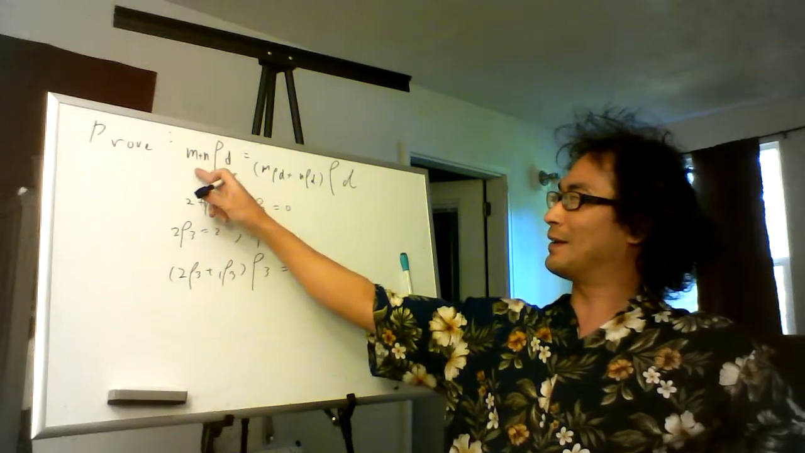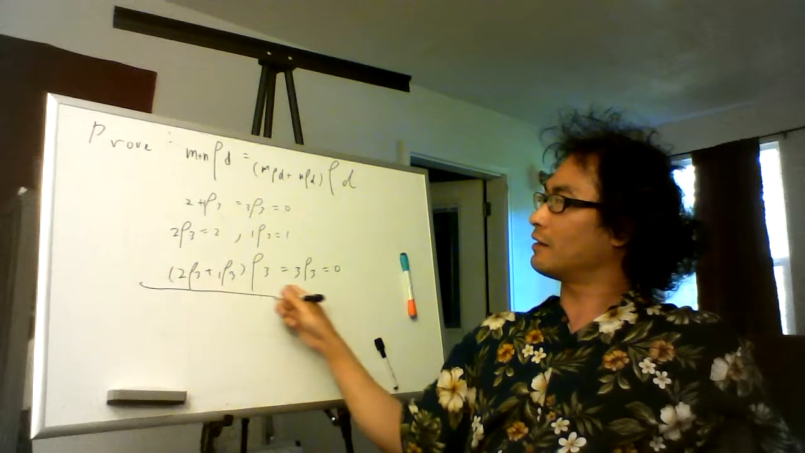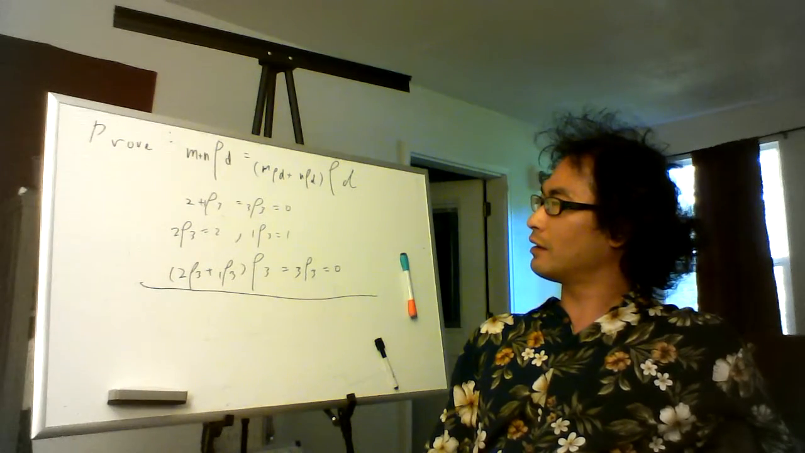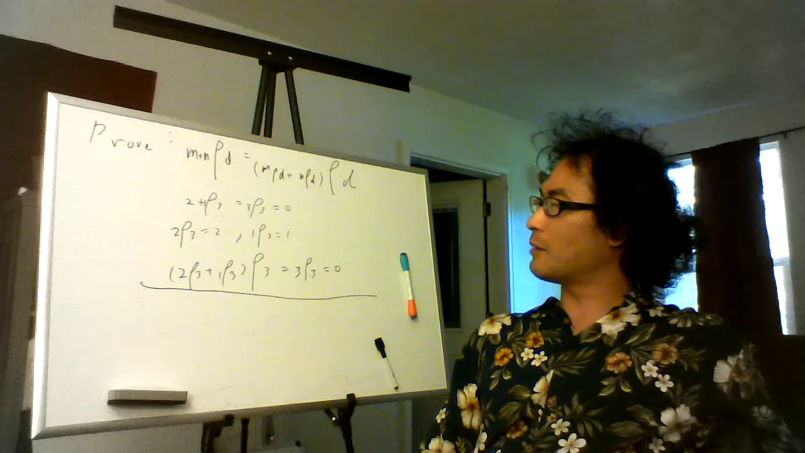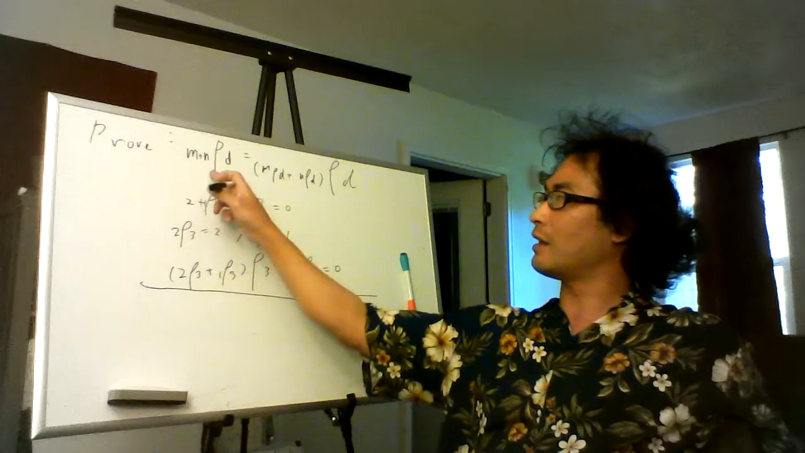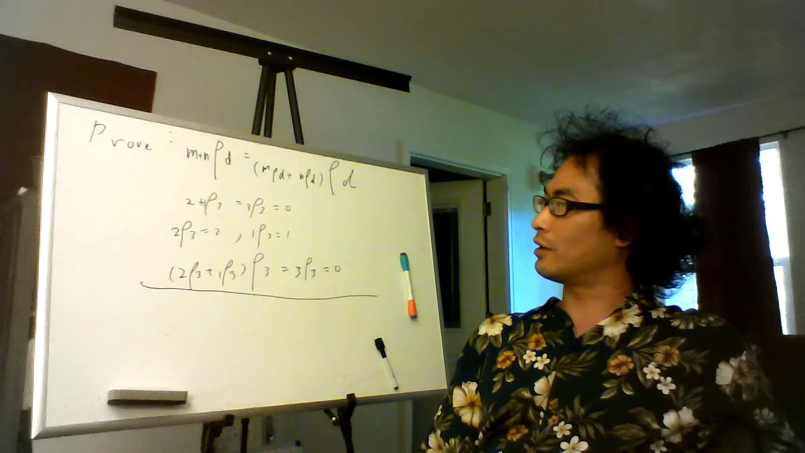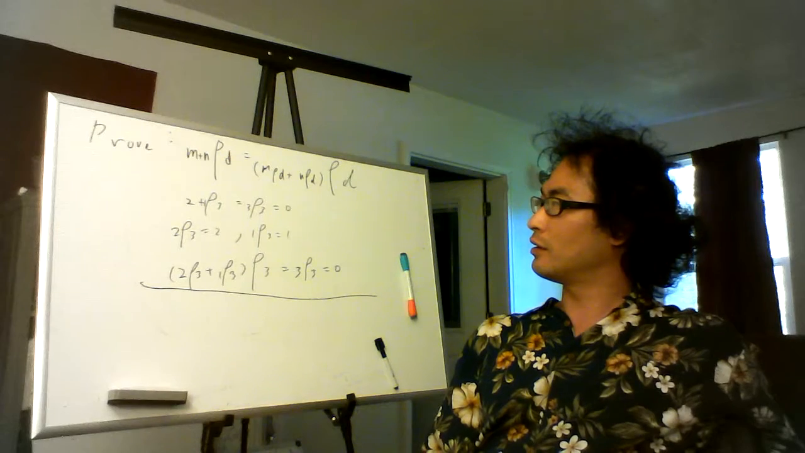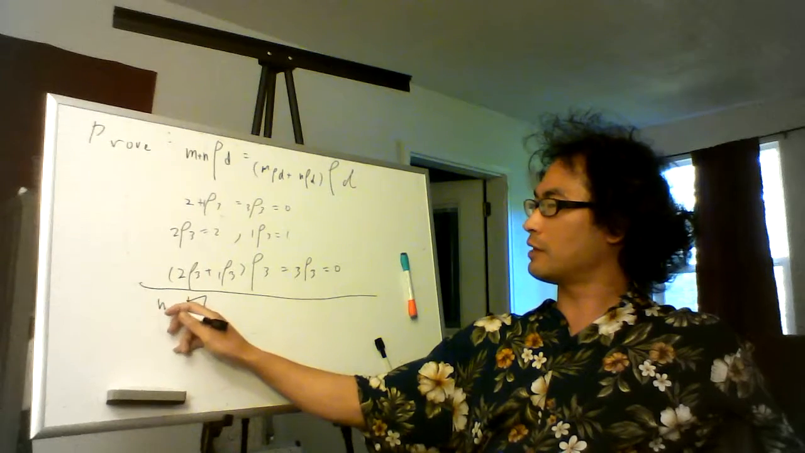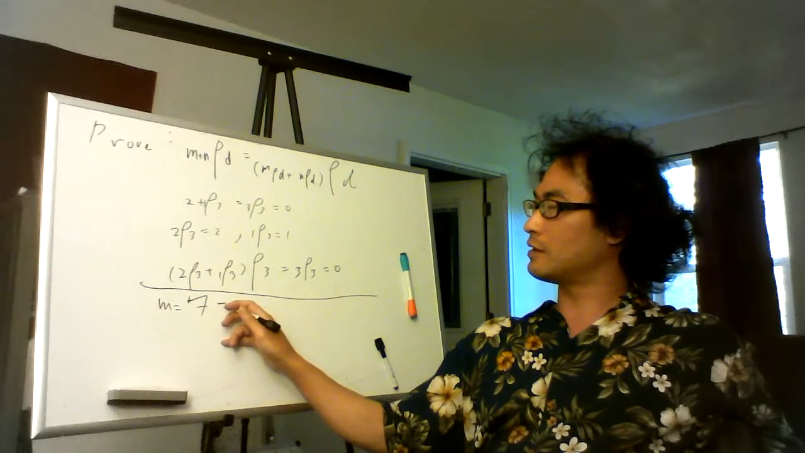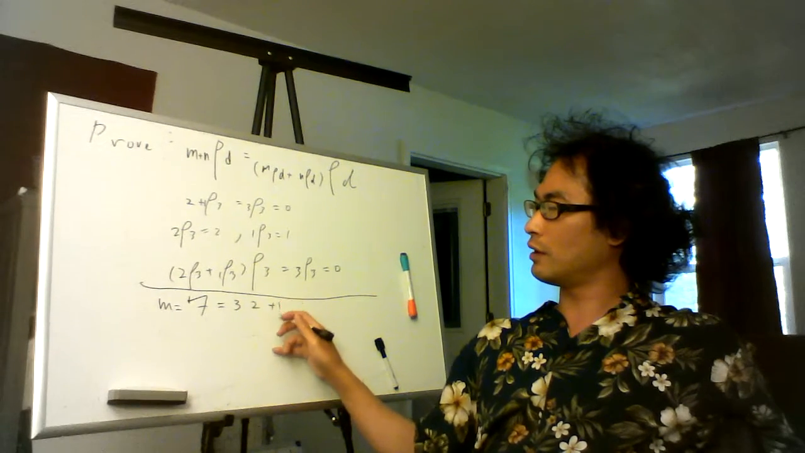M and N, okay, there are some numbers. We can express m and n in terms of d. For example, let's say m and n are some bigger numbers. Let's say m is 7. So what is m? M is 7, okay. In this example, m is 7, which is equal to 3 times 2 plus 1.